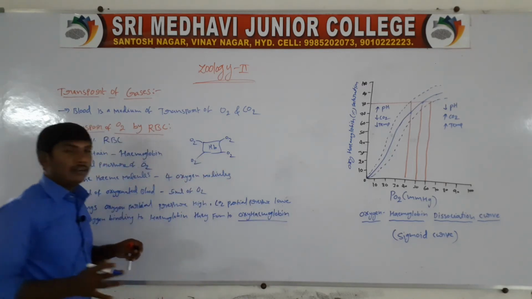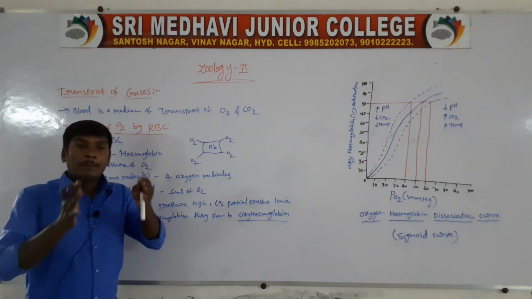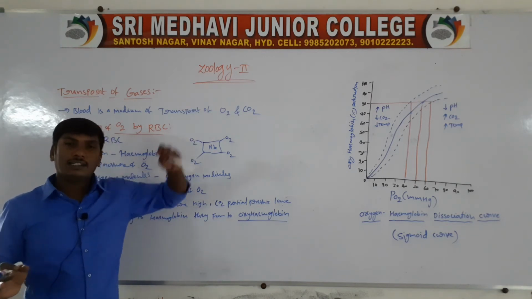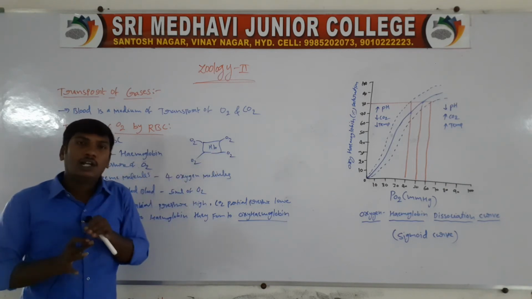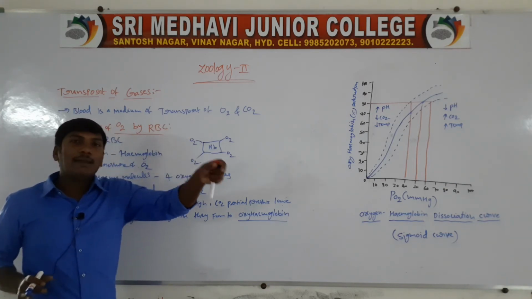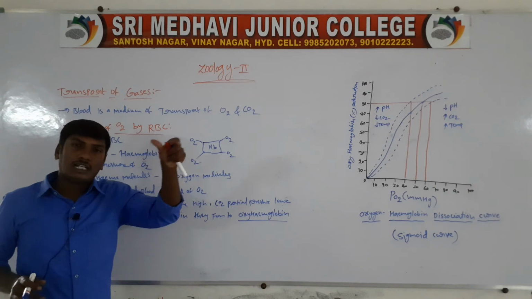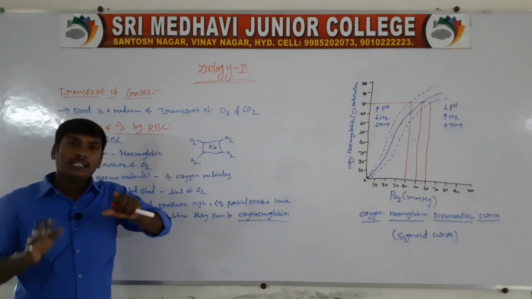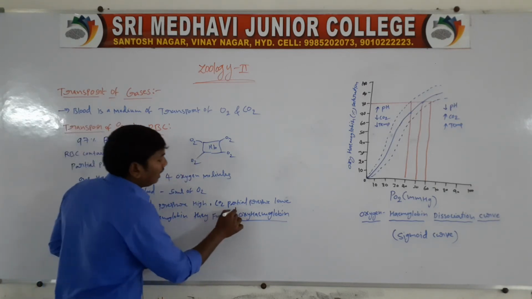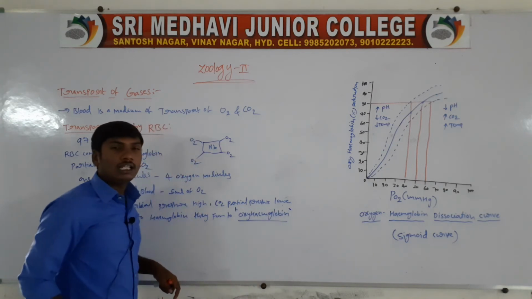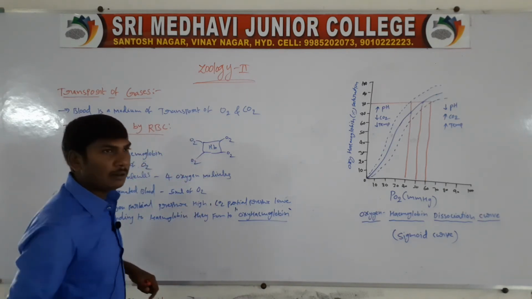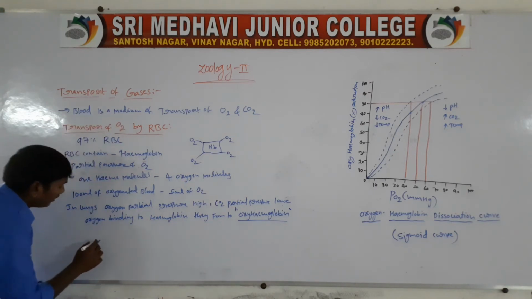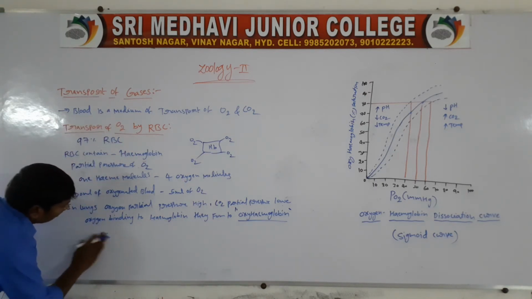Oxyhemoglobin. In the lungs, the partial pressure of oxygen is high and CO2 pressure is low. So the oxygen binds to the hemoglobin, forming oxyhemoglobin, and that oxyhemoglobin is transported to the body parts.